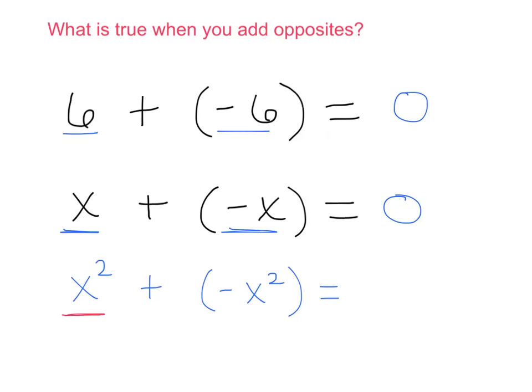So what about x squared and then -x squared? Well, again, those are opposites. Whenever you add opposites, you get 0. You might want to even put that in your notes. When you add opposites, you get 0.